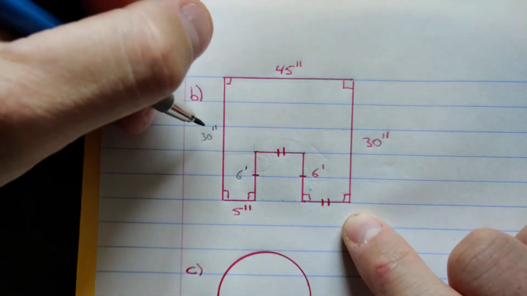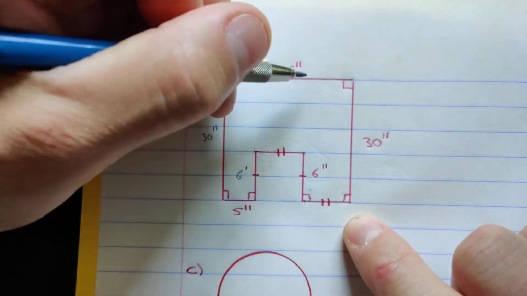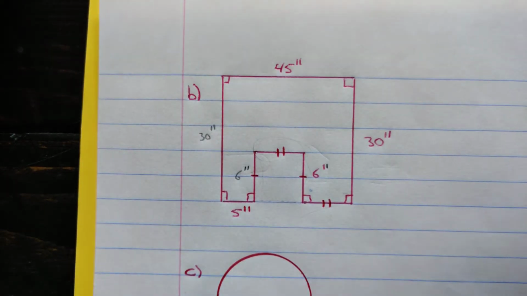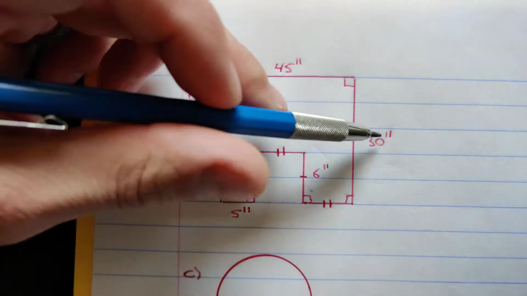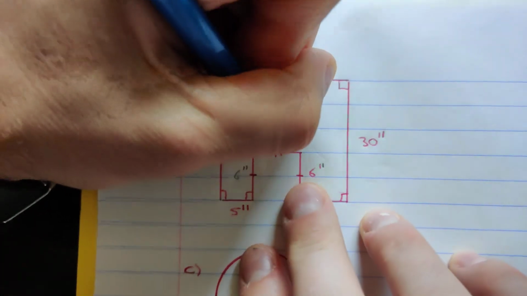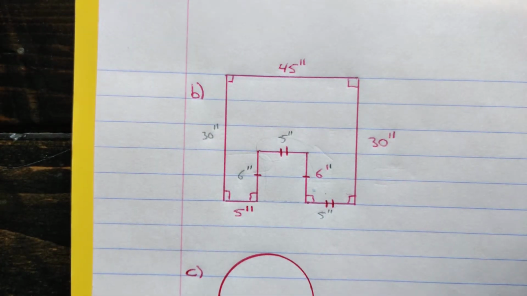Or sorry, 30 inches. I bet you I meant that to be inches because 6 feet and those are inches. That seems weird. So let's change those to inches as well. So we got 30 inches on either side. We got 6 because those match. These are all 5 inches and 5 inches. Well, that was easy. So now we just add them all up.